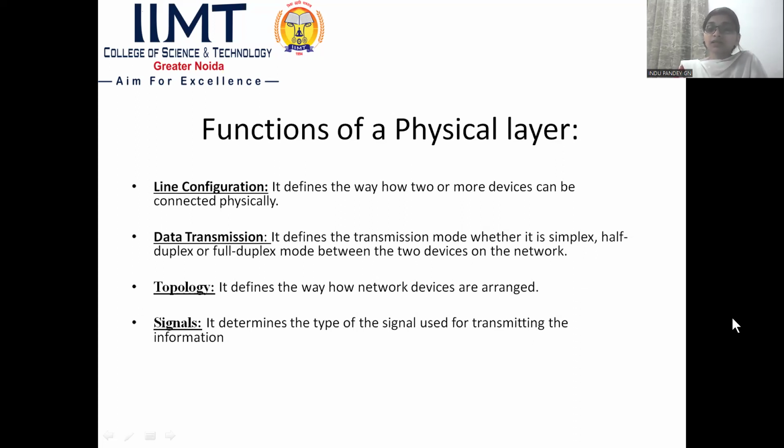Signals. It determines the type of signal used for transmitting information. The physical layer also defines which kind of signals is required for transmission of information.